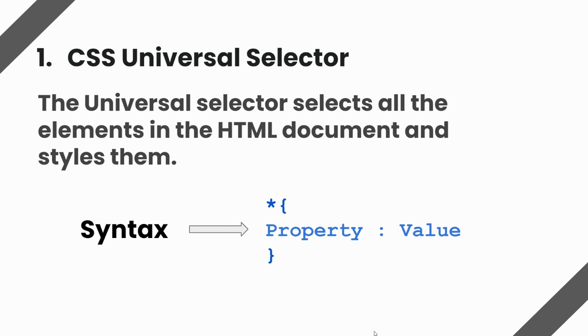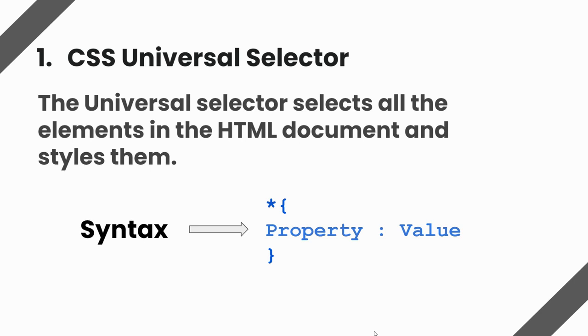So for the very first selector, we have the CSS Universal Selector. The Universal Selector selects all the elements in the HTML document and styles them. By universal, it's like a generalized selector. That's this particular CSS Universal Selector. So the moment you use this selector, it's actually going to style every element within your HTML file.